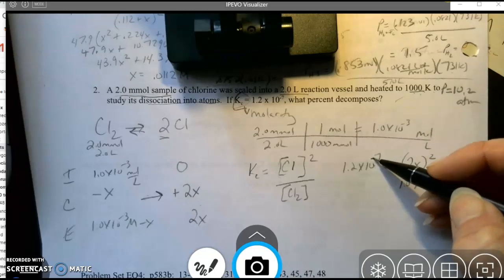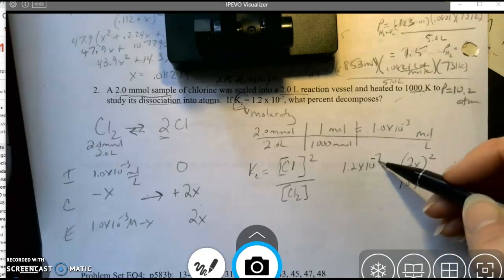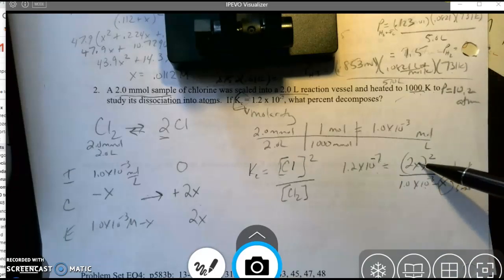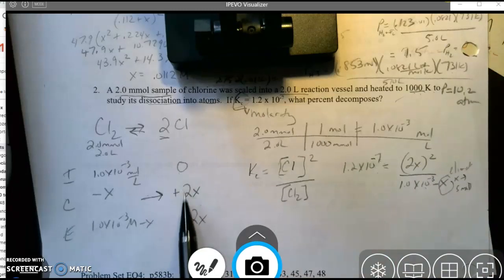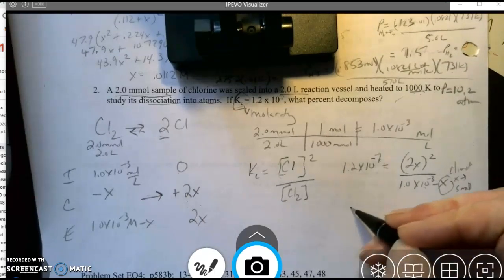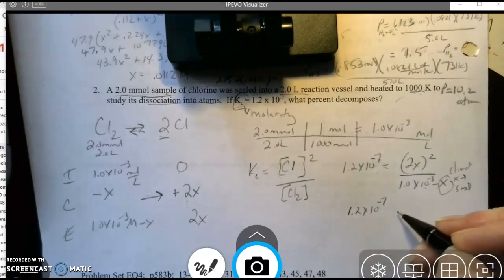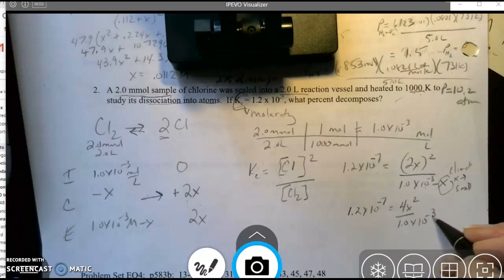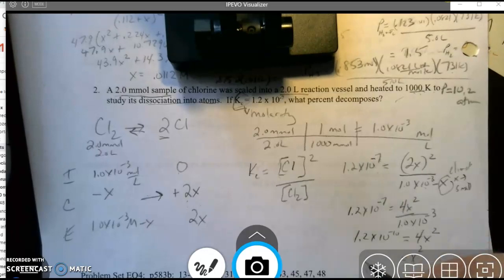So we have something that has a very small Kc value, so that means there's not a lot of product being formed. So I can't eliminate this x because I'm starting with 0. So the amount in terms of 0 is not insignificant. So that is going to give me, when I simplify this, 1.2 times 10 to the negative 7th over 4x squared equals 1.0 times 10 to the negative third. So I'm going to cross multiply and simplify. So I'm going to get 1.2 times 10 to the negative 10th equals 4x squared. I'm going to get x squared is equal to 3.0 times 10 to the negative 9th.